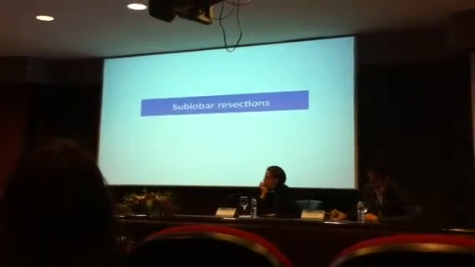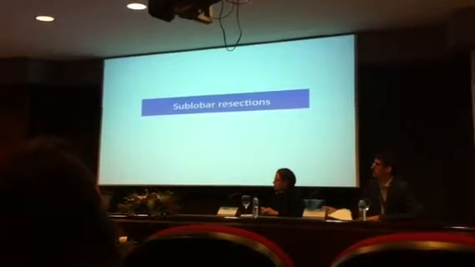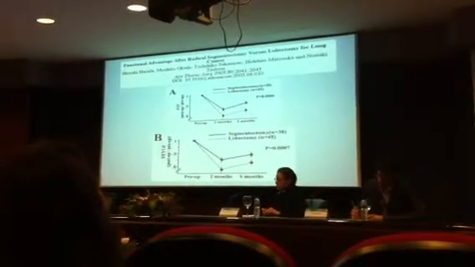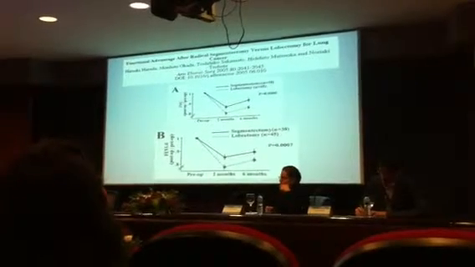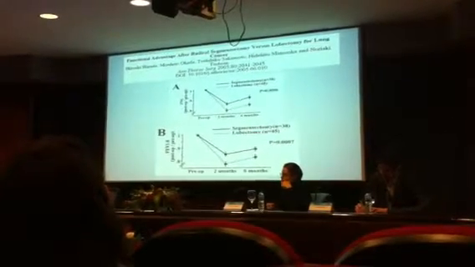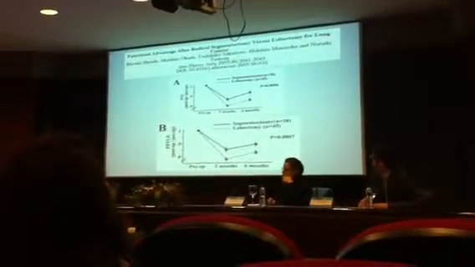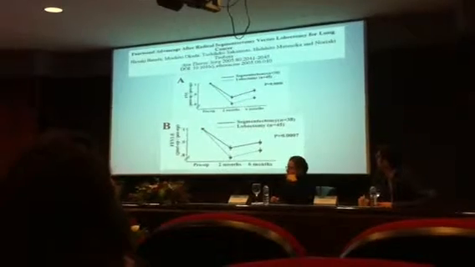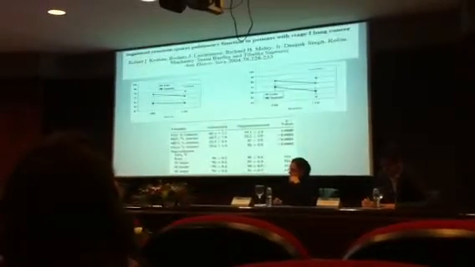So, sublobar resection. What is the risk associated with wedge or segmentectomy? There are some studies showing that after segmentectomy, the FEV1, the pulmonary function, is much better preserved compared to lobectomy. So there is a lower loss and a faster recovery compared to lobectomy.